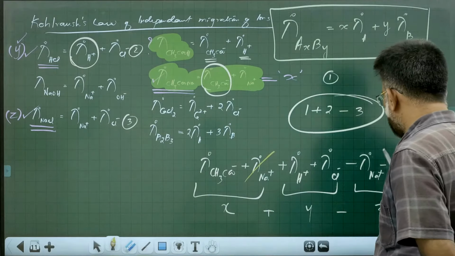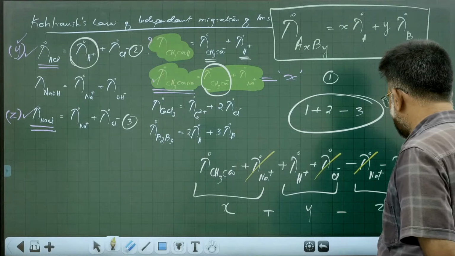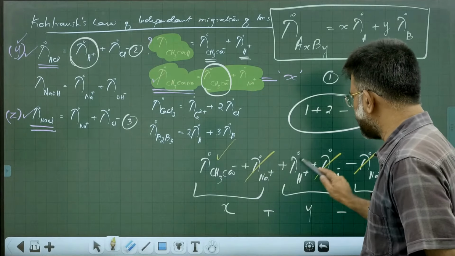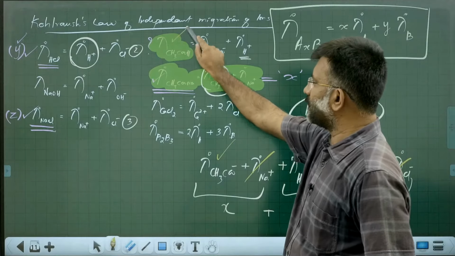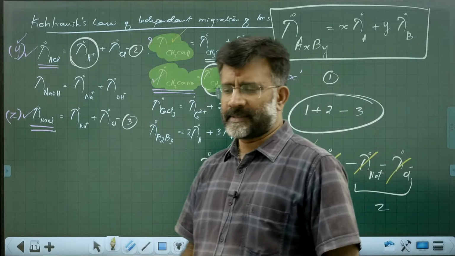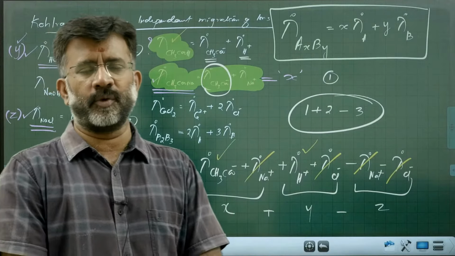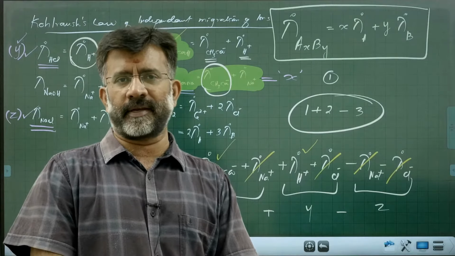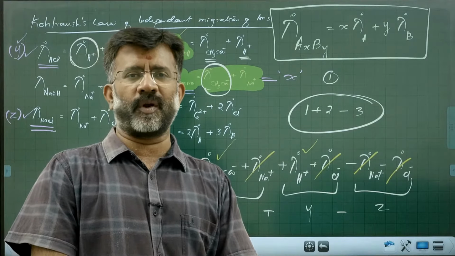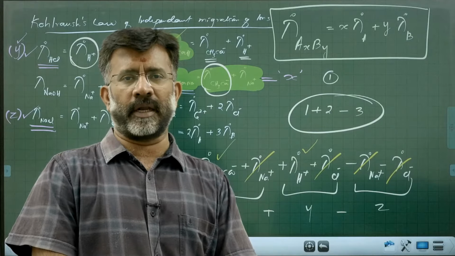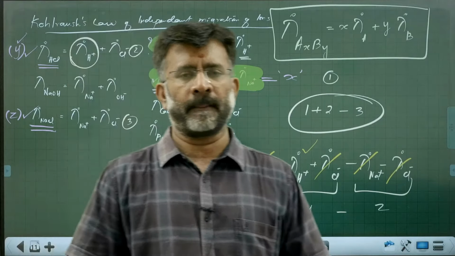This and this will cancel. This and this will cancel. You are getting this plus this and that is equal to this. A simple mathematical manipulation using Kohlrausch's law, we can determine the value of limiting molar conductance of weak electrolytes. That is the advantage of Kohlrausch's law.